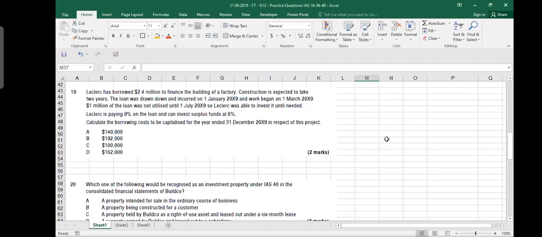Okay. So Leclerc has borrowed 2.4 million to finance the building. It's the same borrowing cost question, but in this case you will have your interest expense to be capitalized, but you also will have your interest income, because for some certain period you are investing these funds. So whatever your interest expenses are, you will subtract the interest income and then get the answer. So it's very simple. Let's see how much is the interest expense.